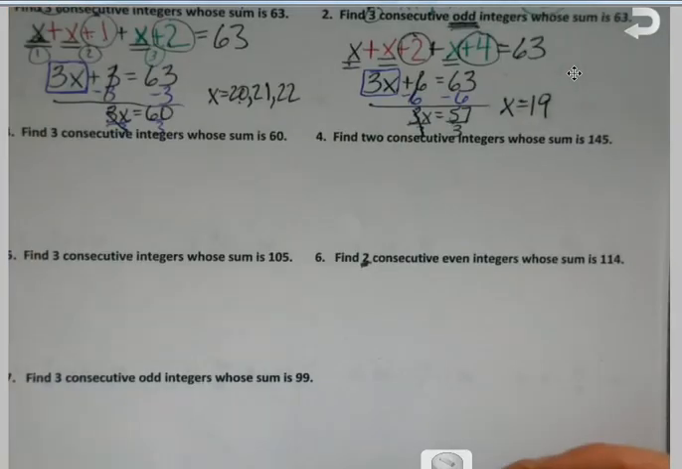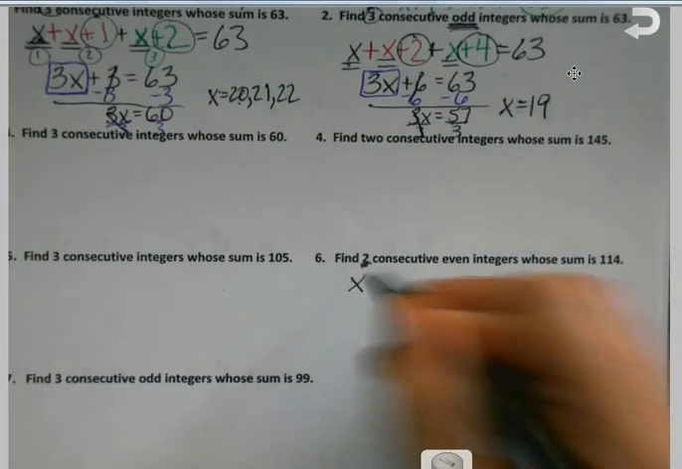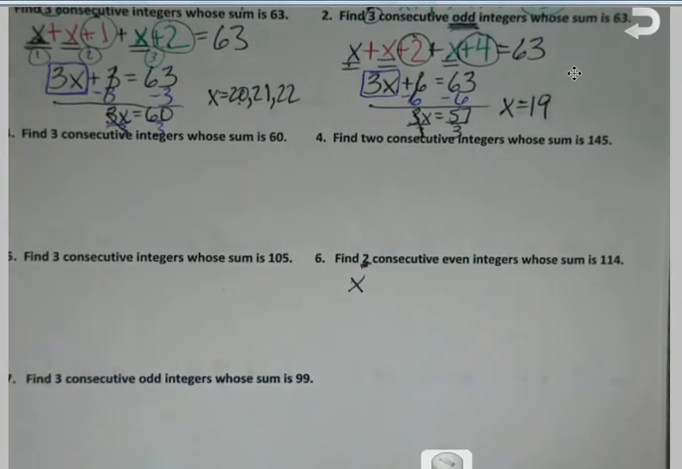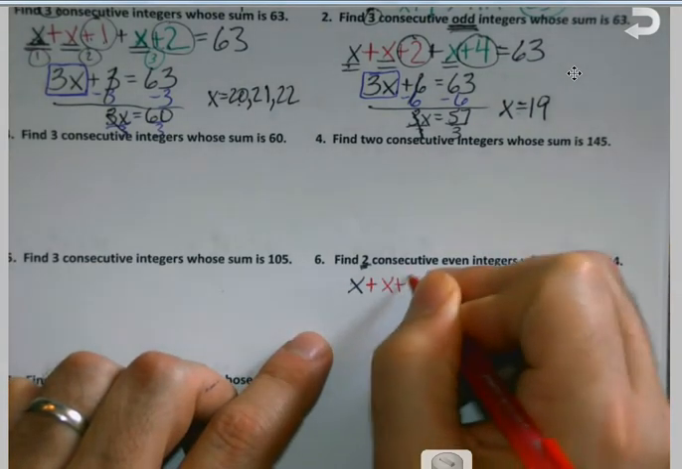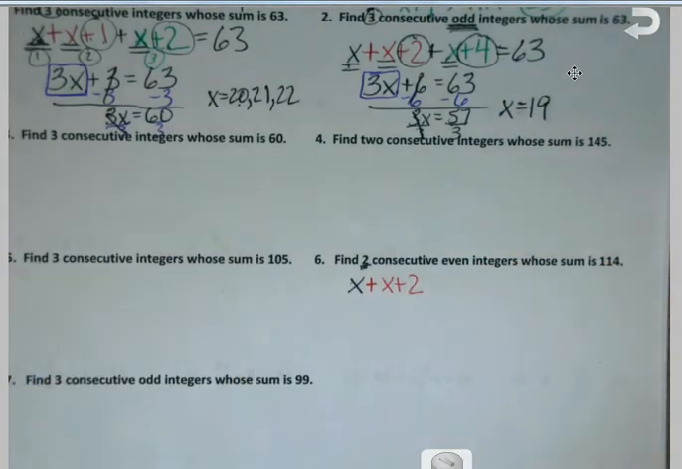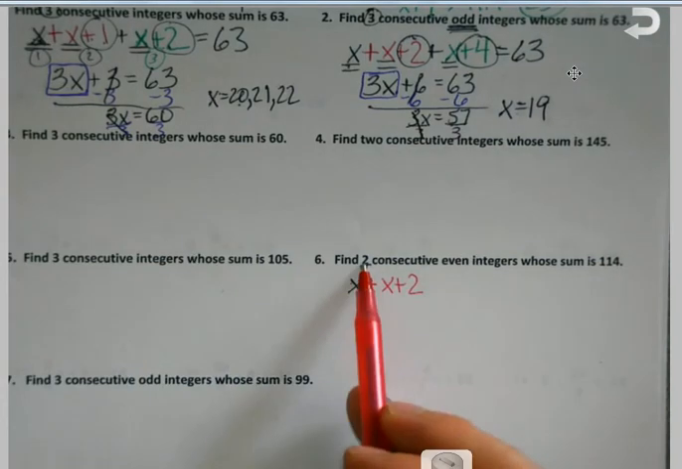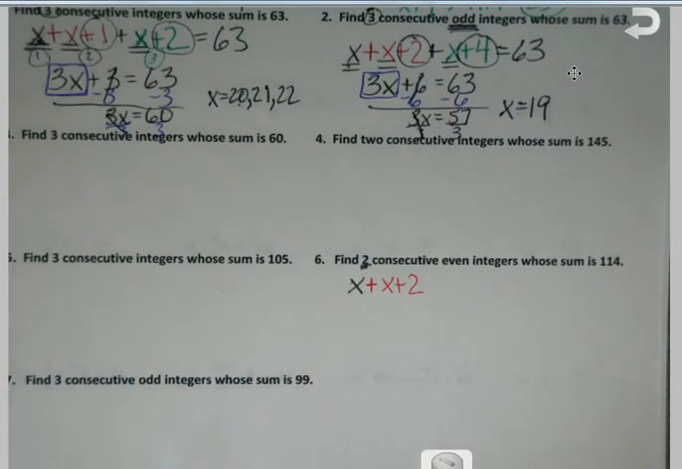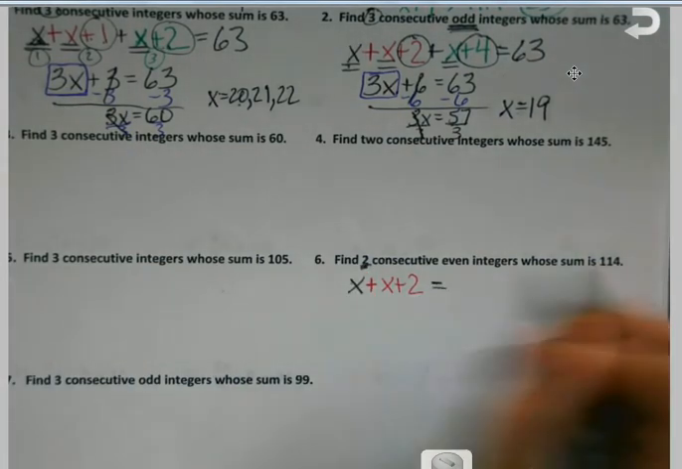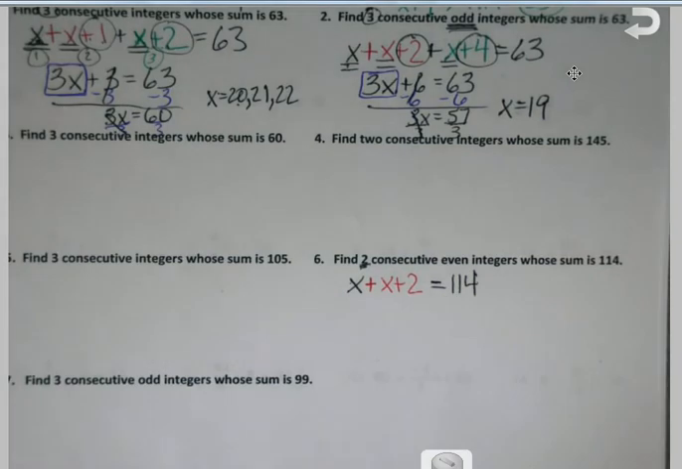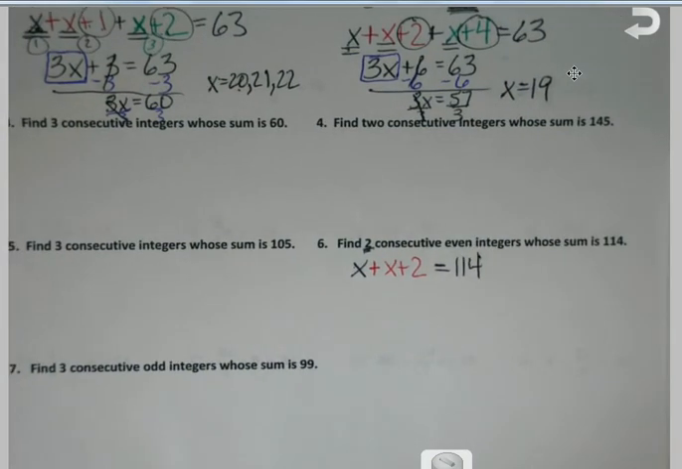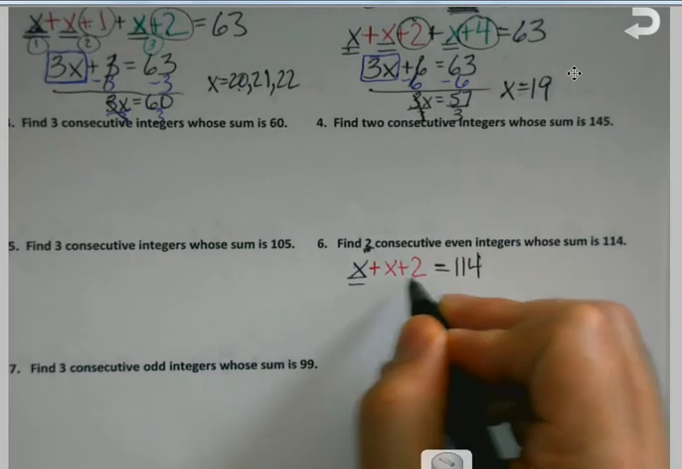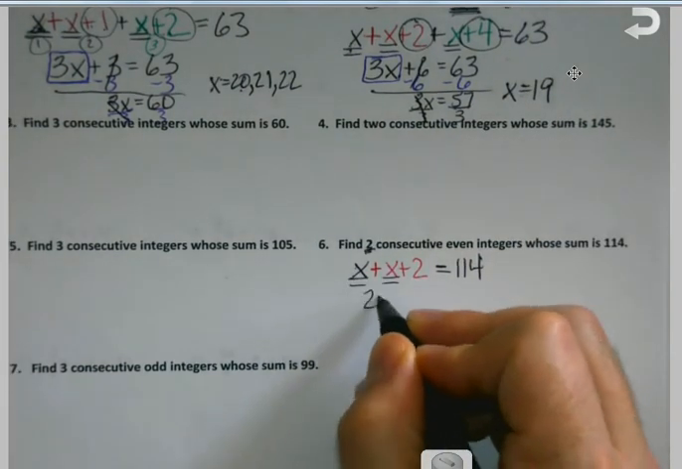So when I look at this one, I say, okay, my first one's always x. And when I look at the odd or even one, the next one is x plus 2. Now I don't need to keep going this time because I only want 2 numbers. So then I stop and I set it equal to whatever the number on the end is. And once I've done that, I say, okay, I got x and x, that's 2x, okay.